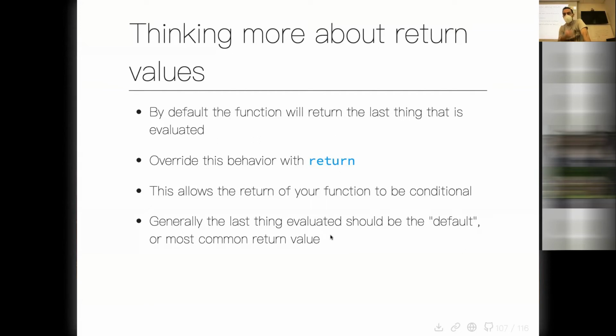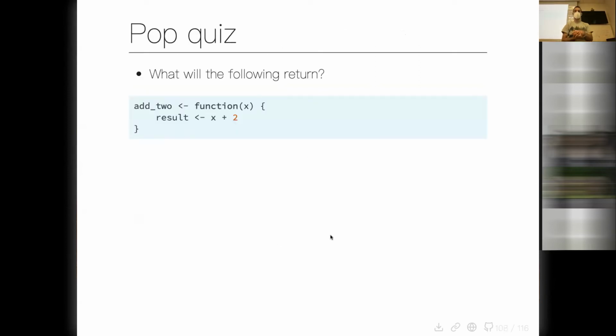Okay, so return values, quick. Got 9 more slides. By default, a function will always return the last thing that is evaluated. And you can override that behavior by using the return function inside of a function. I believe it's best to not use the return function inside a function unless you are returning early.